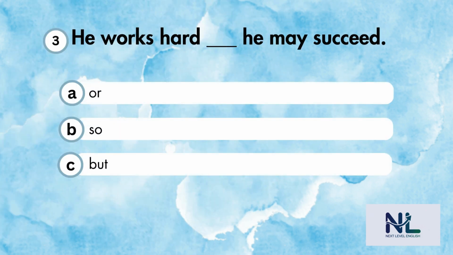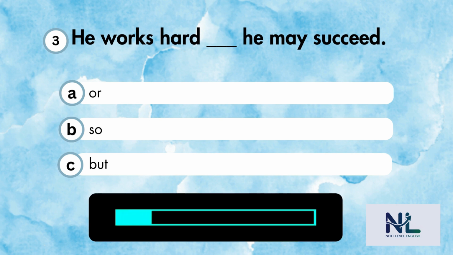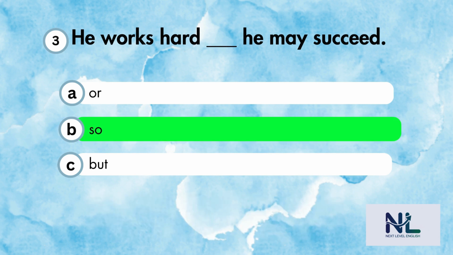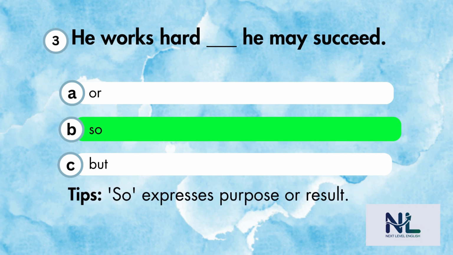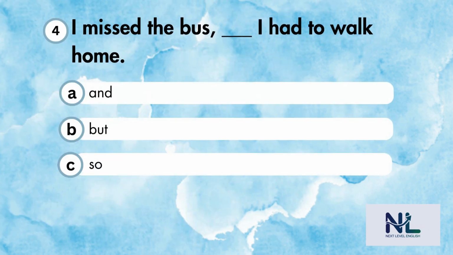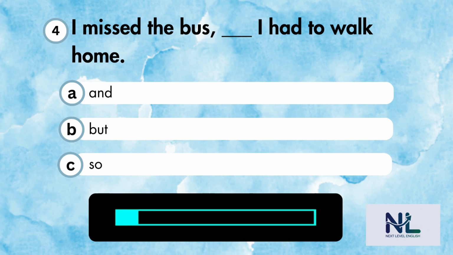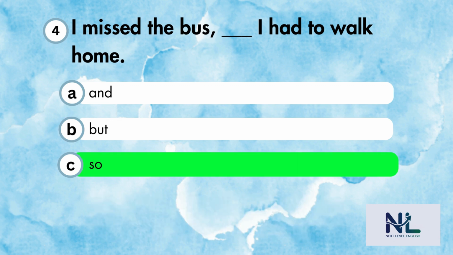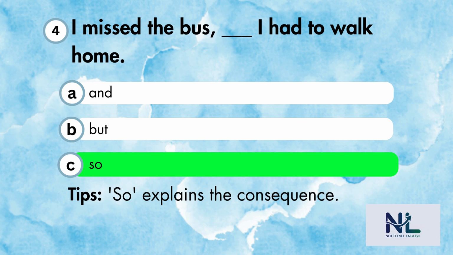3. He works hard. He may succeed. So. Tips, so expresses purpose or result. 4. I missed the bus. I had to walk home. So. Tips, so explains the consequence.